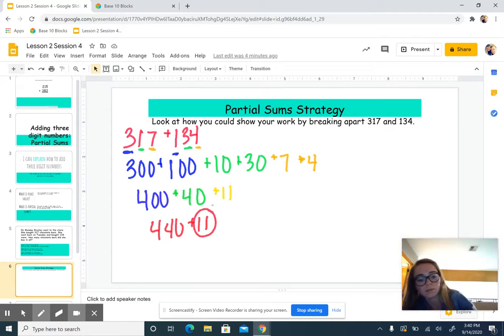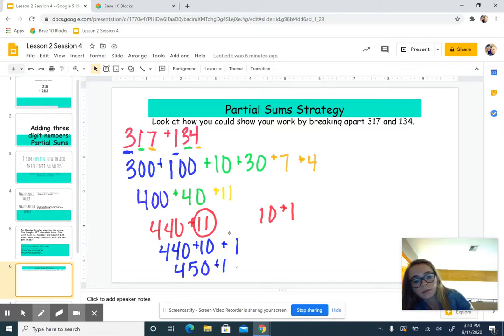So I can take this 11, and I know that 10 plus 1 equals 11. So I can do 440 plus 10 plus 1. That gives me 450 plus 1, and I get 451. And that is how you use the partial sum strategy. That is how you break numbers apart by their place value to add them together.